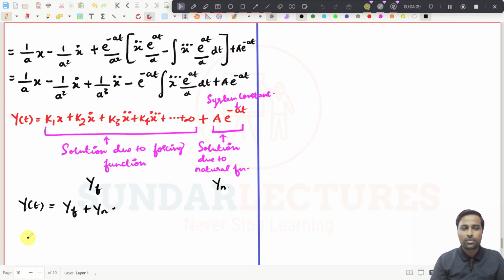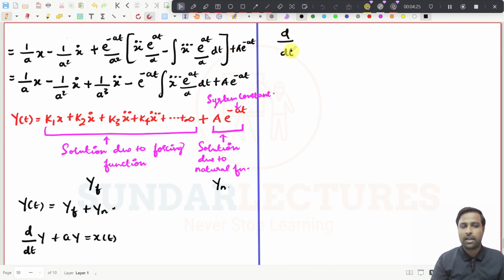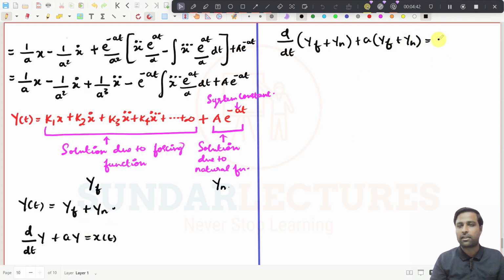Now d by dt of y plus a into y should be equal to x of t, right? Try to understand. I am just substituting this solution, yf plus yn, inside this y. So d by dt of yf plus yn, plus a into yf plus yn, should be equal to x of t. This is very important to know because this will be directly related to electrical things.